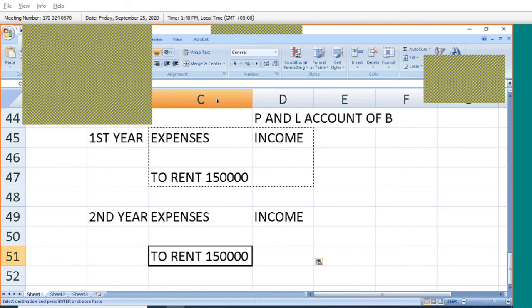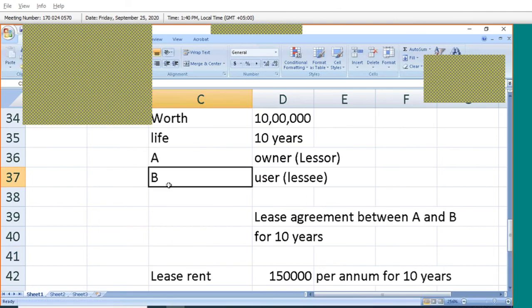A is the owner and B is the user, that we know. Substance over form means generally, legally, in this question, A is the owner of the asset, and he is eligible for claiming it as an asset and for claiming depreciation in his books of accounts.